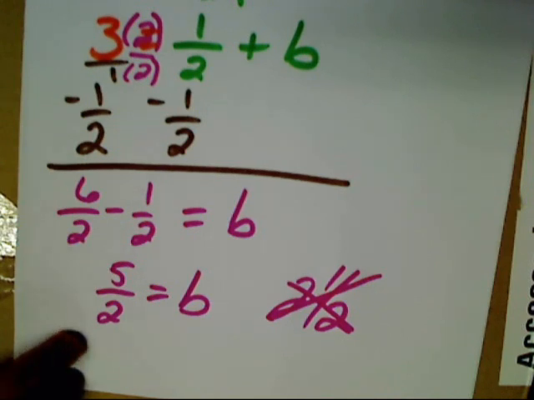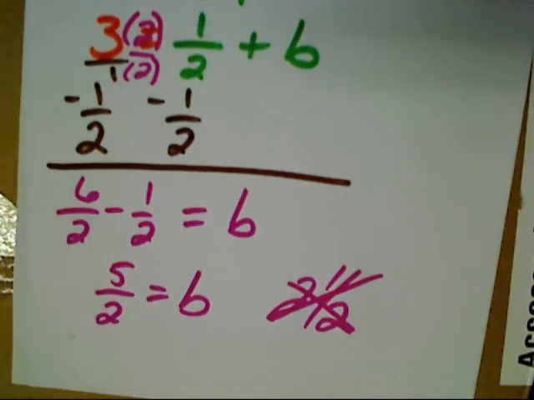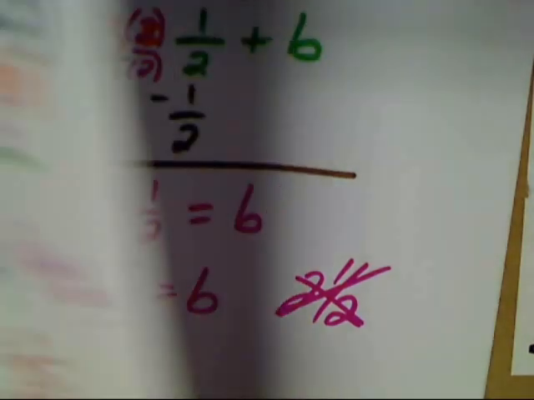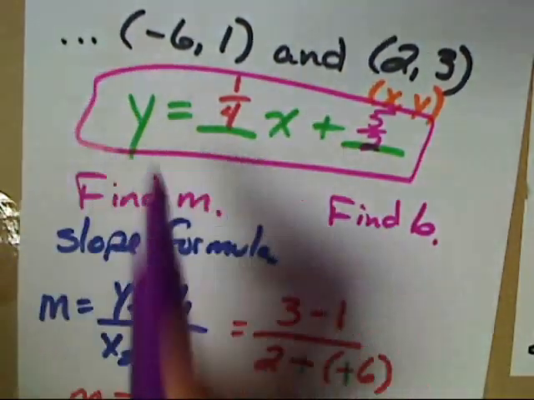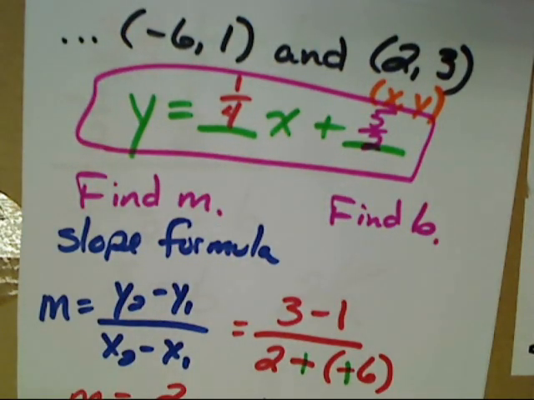If this was a 10/4, that would be wrong. You have to reduce it to 5/2. Reducing is different than converting. Do not change it or convert it from an improper fraction to a mixed number. We like fractions. We don't care for mixed numbers in math land. Little side note there. So we did come up with our equation here, y equals 1/4 x plus 5/2.